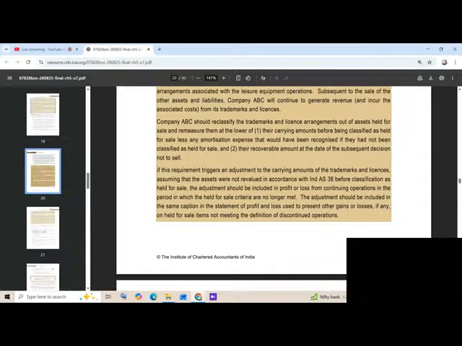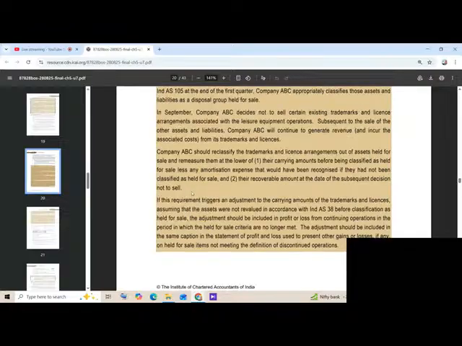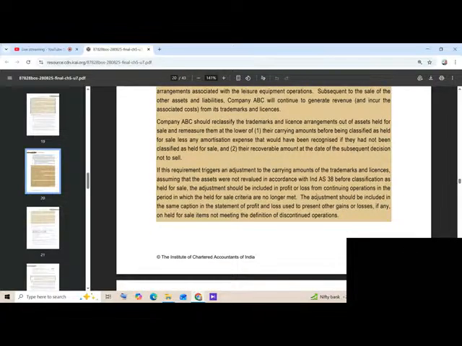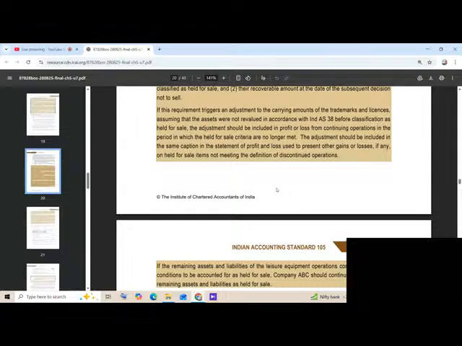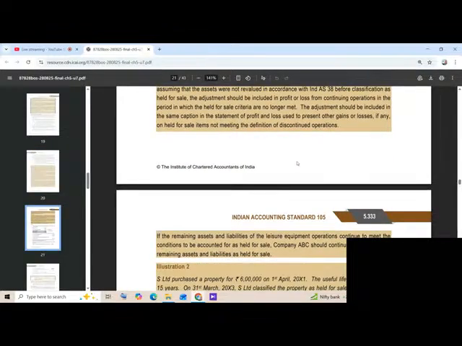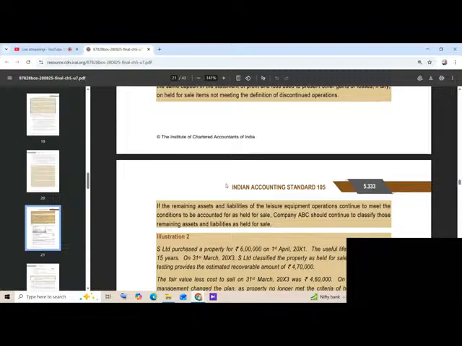If this requirement triggers an adjustment to the carrying amounts of the trademarks and licenses, assuming that the assets were not revalued in accordance with Ind AS 38 before classification as held for sale, the adjustment should be included in profit or loss from continuing operations in the period in which the held for sale criteria are no longer met. The adjustment should be included in the same caption in the statement of profit and loss to present other gains or losses, if any, on held for sale items not meeting the definition of discontinued operations.